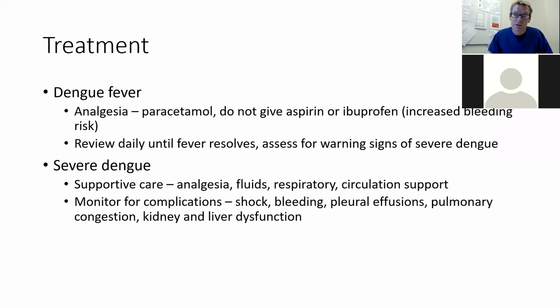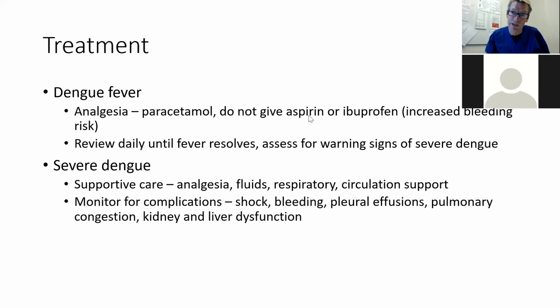So the treatment, I've talked about the different phases, and the treatment is different at different phases. It's very important that we understand the phase the child's in and whether or not the child's progressing from the febrile phase to the warning sign phase to the critical phase to the recovery phase. In the early phase, for most children with dengue, they just need analgesia and a daily review. They don't all need to come into hospital. If they've got no warning signs, then most children with dengue can be managed at home, but they should be seen every day, just to make sure they're not developing any other features.